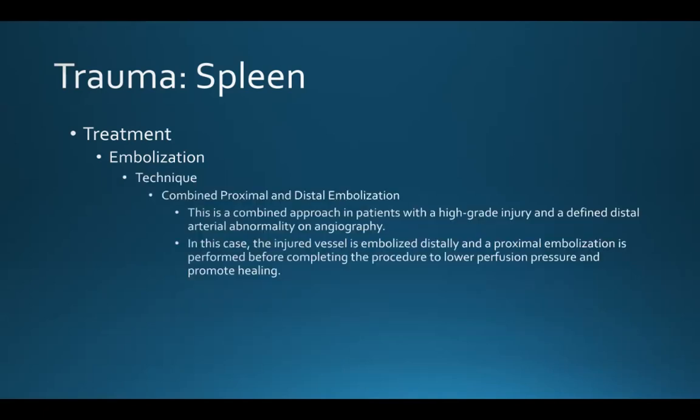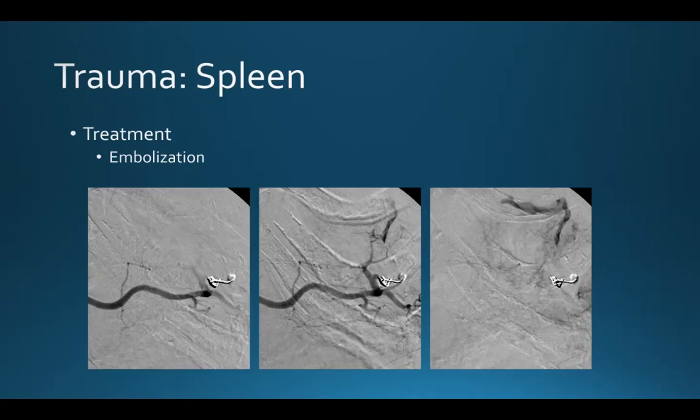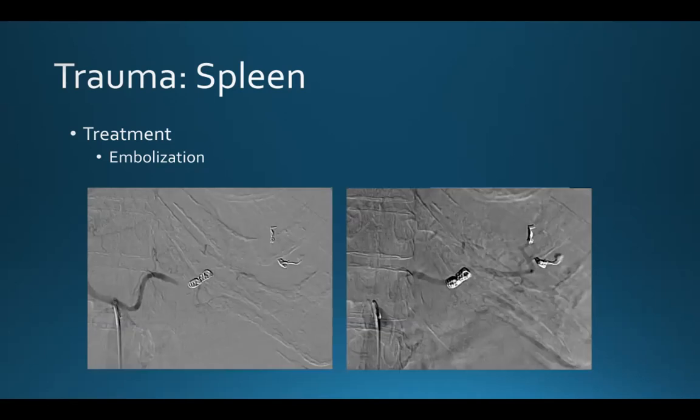We like to actually use combined proximal and distal embolization. In this approach, which we use in high-grade injuries with a defined distal arterial abnormality on angiography, we embolize both distally and proximally, and we do the proximal embolization before completing the procedure in order to lower perfusion pressure and promote healing. Here's an example in a patient with obvious multifocal injury of the spleen. In this particular case, we navigated out and embolized first this vessel and then a second vessel. And then once those two distal vessels were embolized, we left some coils proximally to decrease perfusion.